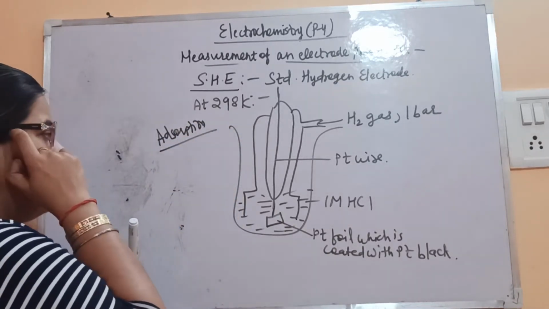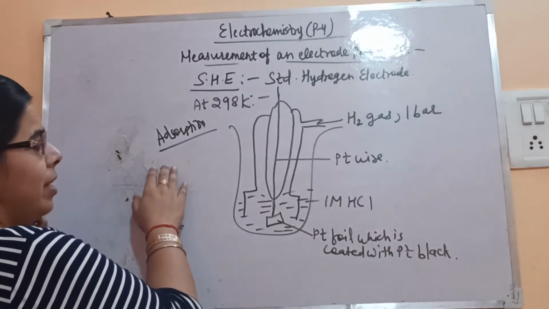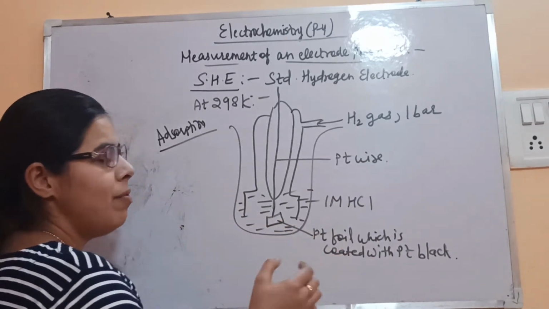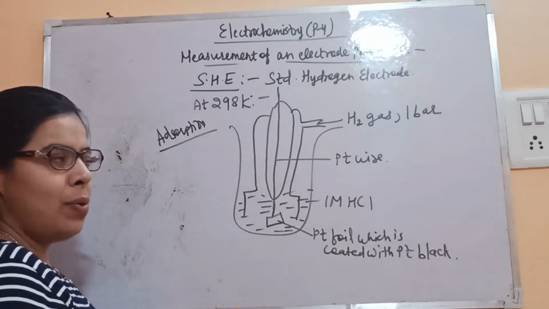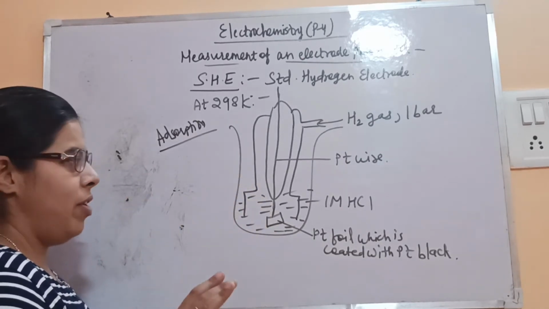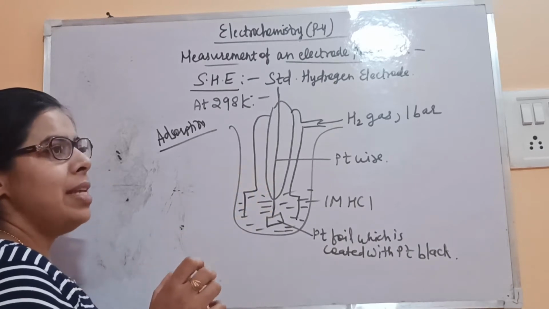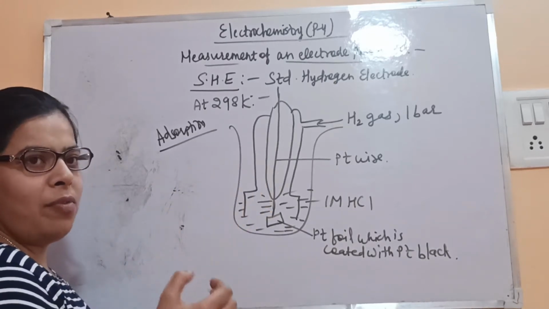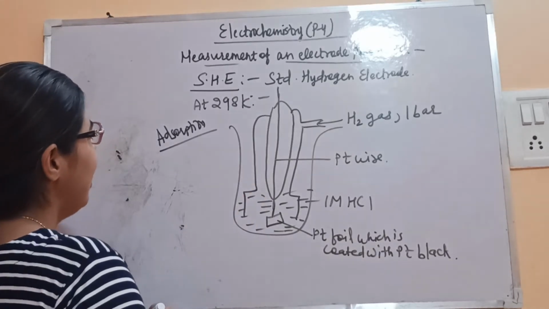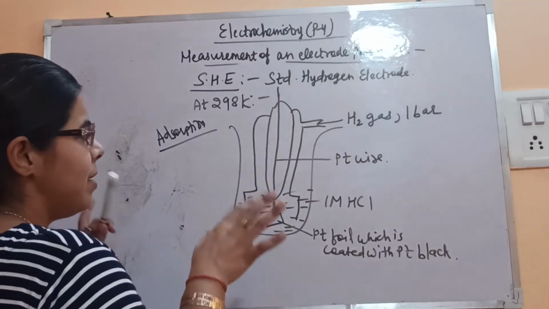Okay, so we are not studying this in detail here, I am only giving you the idea. Here platinum will provide its surface so that hydrogen gas gets adsorbed on that surface. So it will allow more adsorption of the hydrogen gas on its surface. Fine. So this is the arrangement.